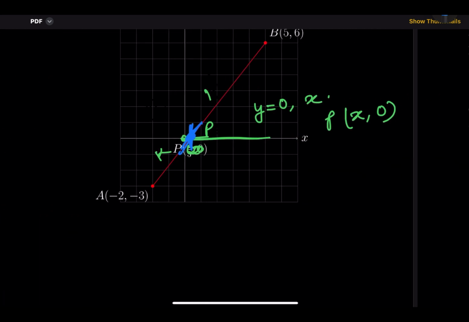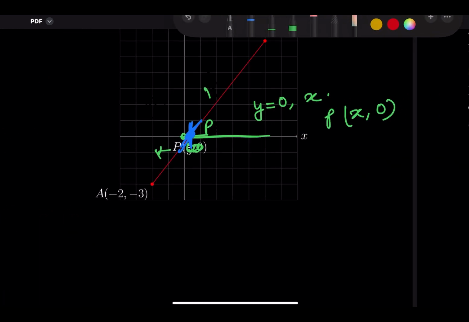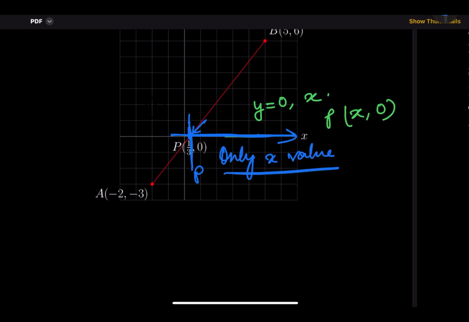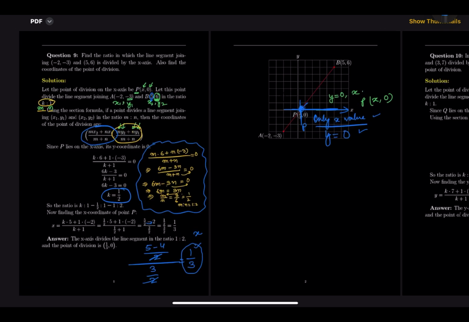Why, sir? Because this point P, we have discussed, is on the x-axis. On the x-axis only the x value will be there. The y value will be 0, because the point is on the x-axis. So only the x value will be there, and the y value will be equal to 0.